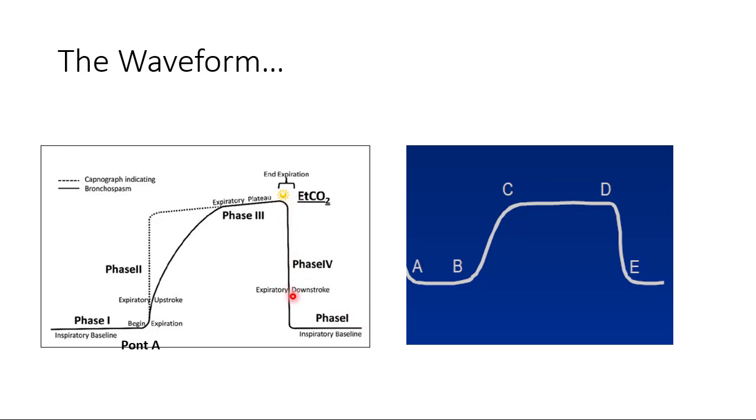So this is not the breath in. This is just an almost instantaneous drop. This is the breath in, phase 1. Now they have points, point A, B, C, D, and E. Pretty self-explanatory.